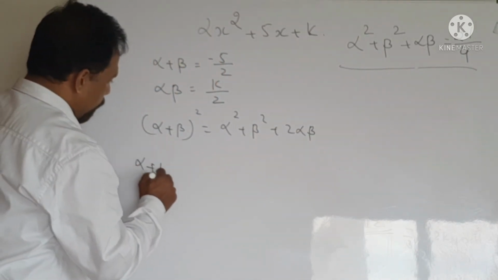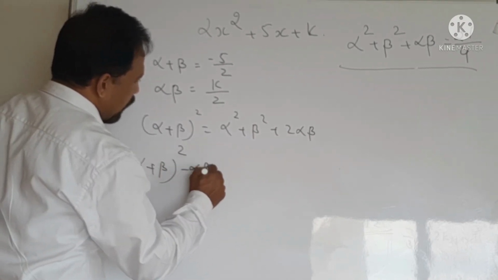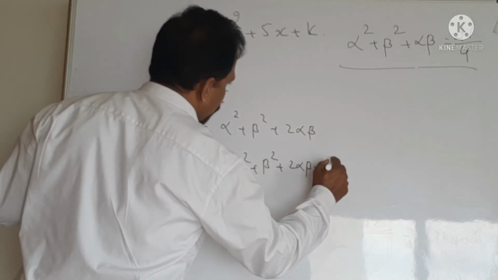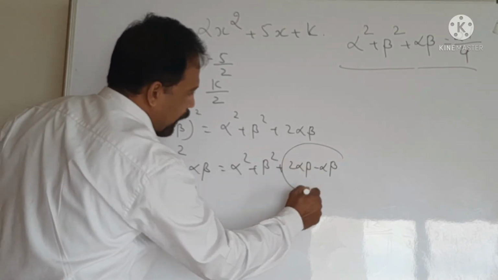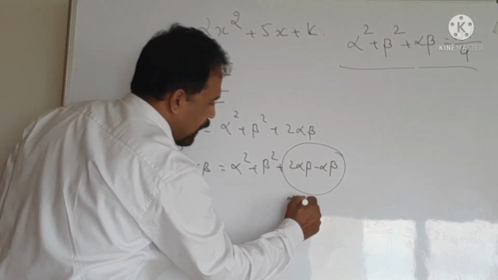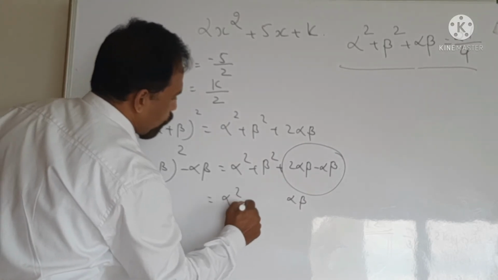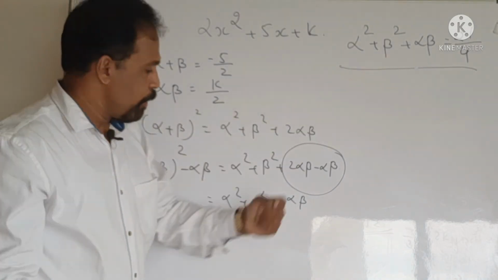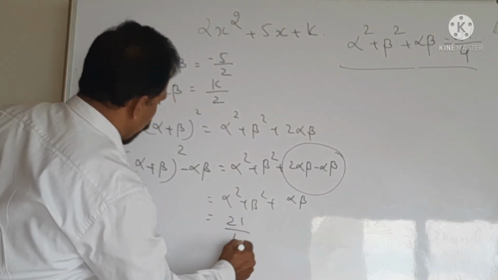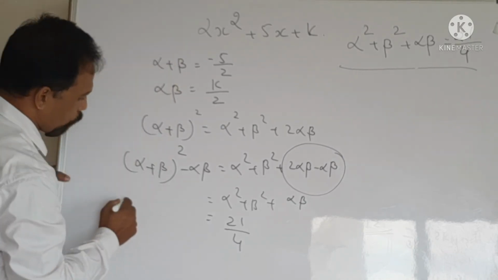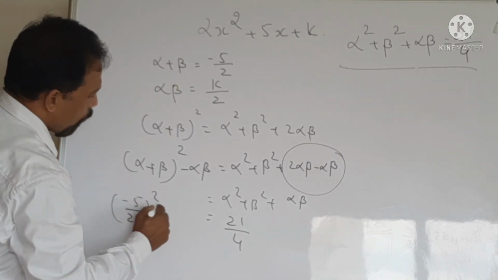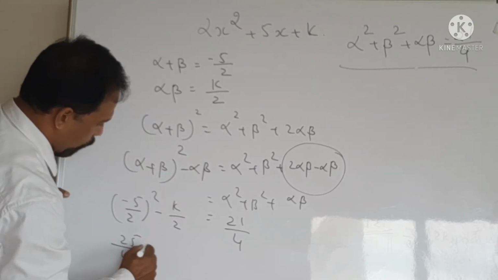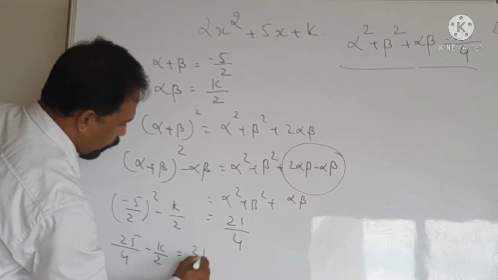So alpha plus beta the whole square minus alpha beta is alpha square plus beta square plus 2 alpha beta minus alpha beta. So this complete thing will become alpha square plus beta square plus alpha beta. So what is the value of this? That is 21 by 4. Now let us see, alpha plus beta the whole square is minus 5 by 2 the whole square, minus alpha into beta, which is k by 2. So this is 25 by 4 minus k by 2 is equal to 21 by 4.